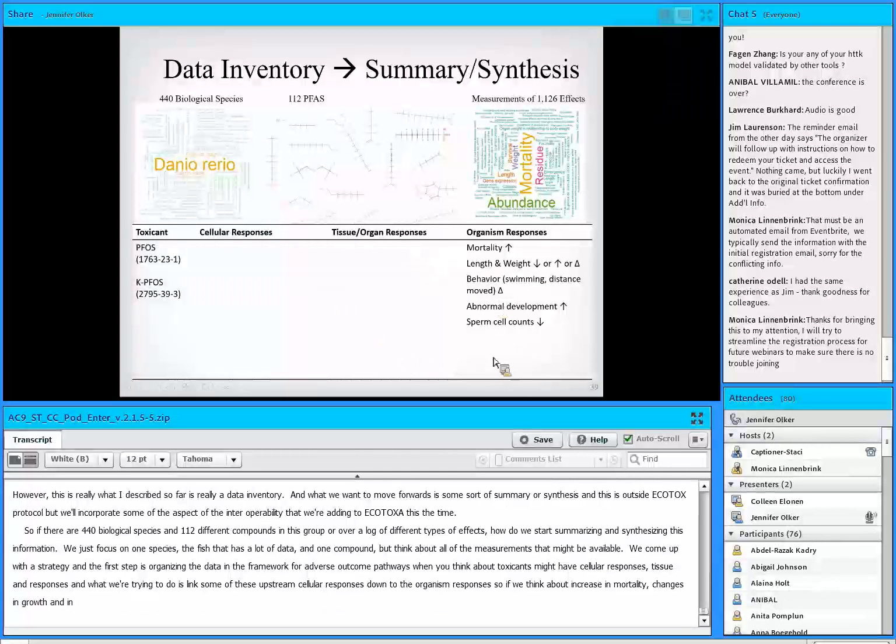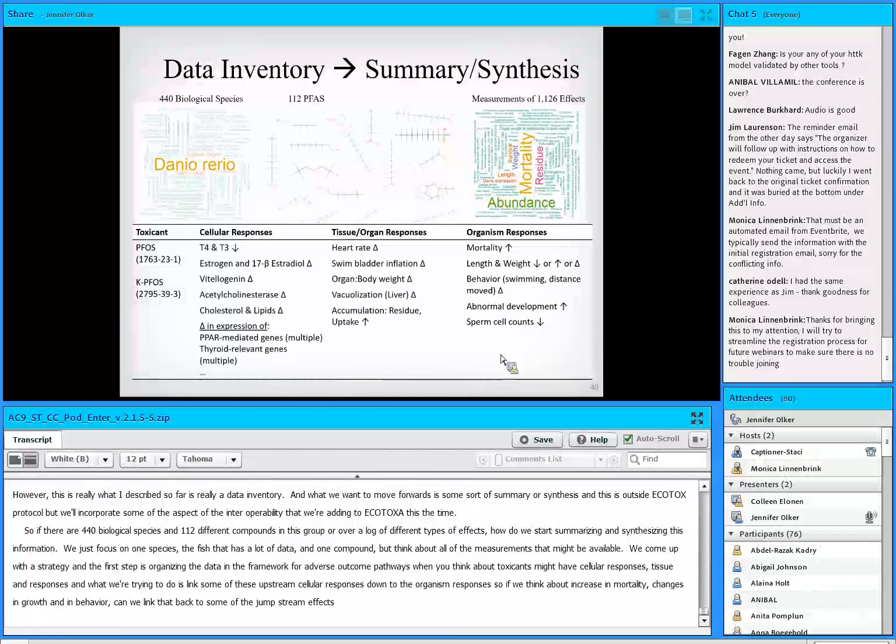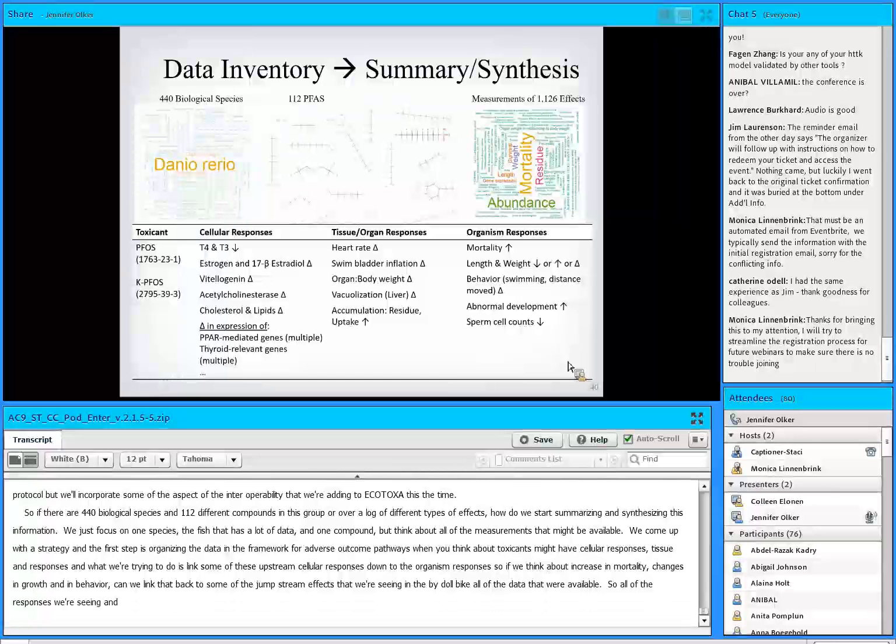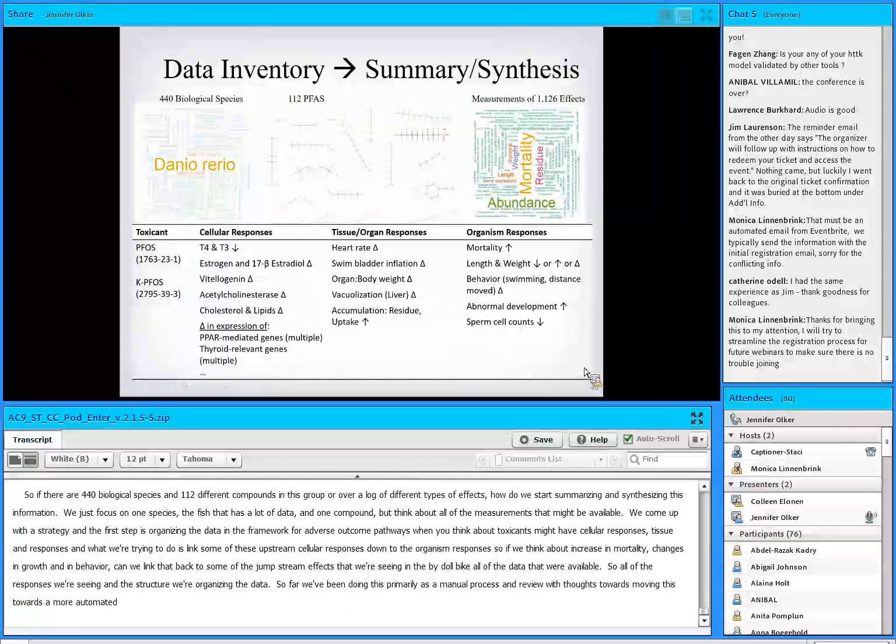can we link that back to some of the upstream effects that we're seeing by combining all of the data that are available? So in this example, I just pulled out some of the responses that we're seeing and show the structure that we're organizing the data. And so far, we've been doing this primarily as a manual process and review, with thoughts towards moving this to a more automated process. But there's still a lot of expert review that would need to happen at this level, given the current structure of the database.